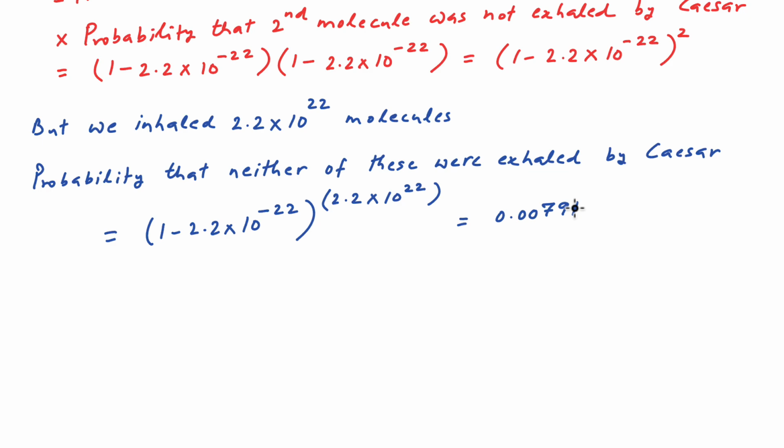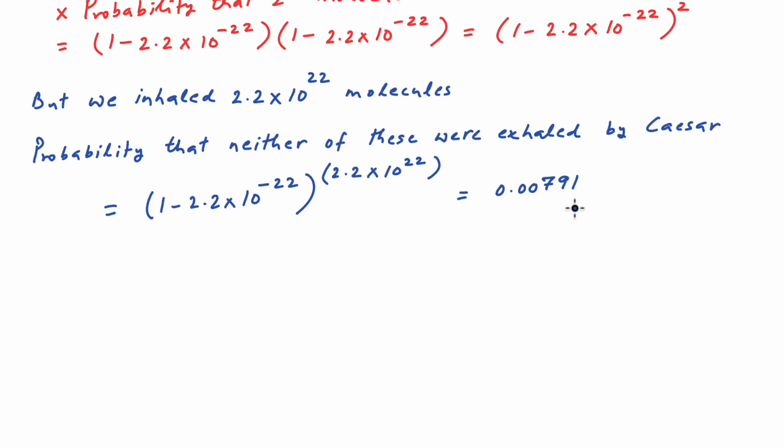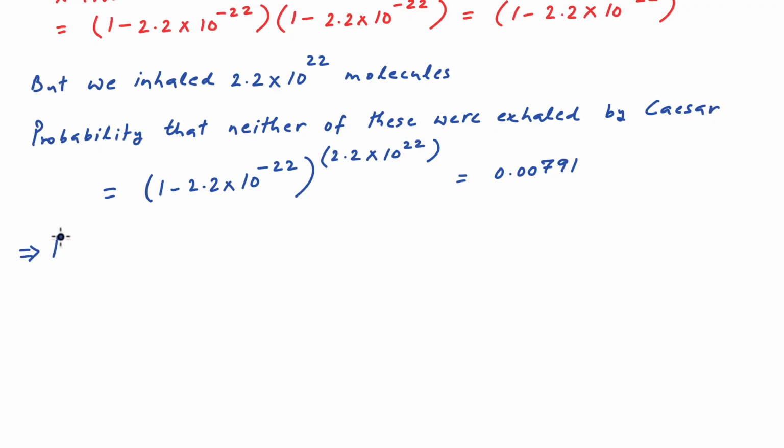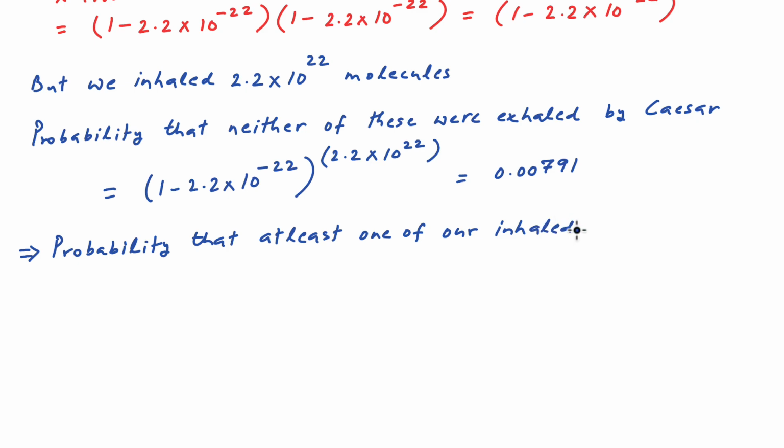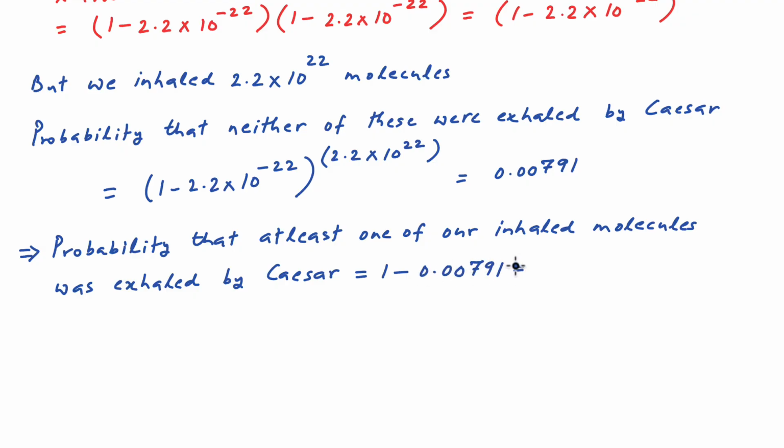And to our surprise, the probability that neither of the inhaled molecules is one of those exhaled by Caesar is actually very small. Contrast this with when we did our first calculation above. For one inhaled molecule, the probability that that one inhaled molecule was not exhaled by Caesar was nearly 1. Therefore, the probability that at least one of our inhaled molecules was exhaled by Caesar is equal to 1 minus 0.00791, which is equal to 0.992. So even though Caesar died 2000 years ago in Rome, his last breath is still very much around us.